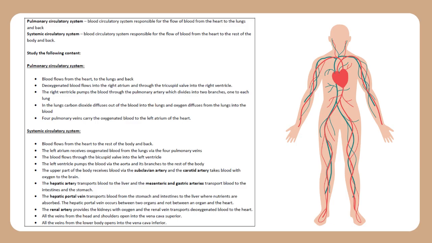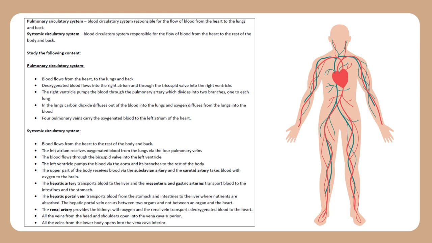Pulmonary circulatory system. Blood circulatory system responsible for the flow of blood from the heart to the lungs and back. Systemic circulatory system. Blood circulatory system responsible for the flow of blood from the heart to the rest of the body and back. Study the following content.